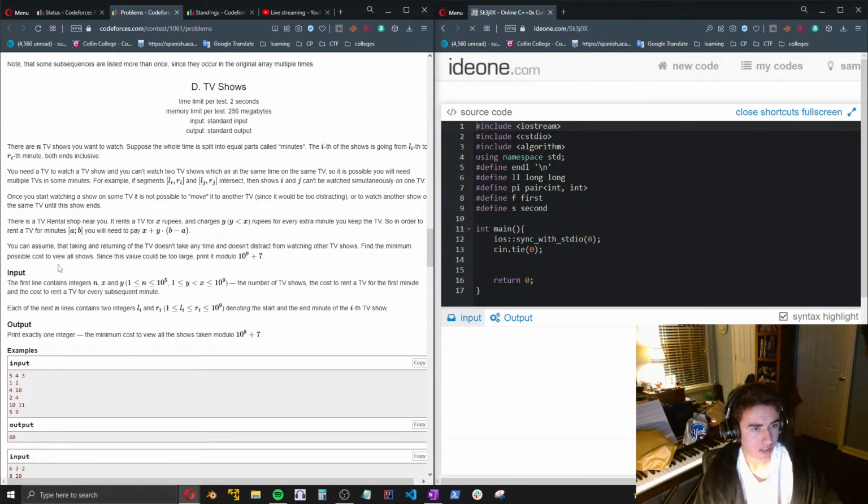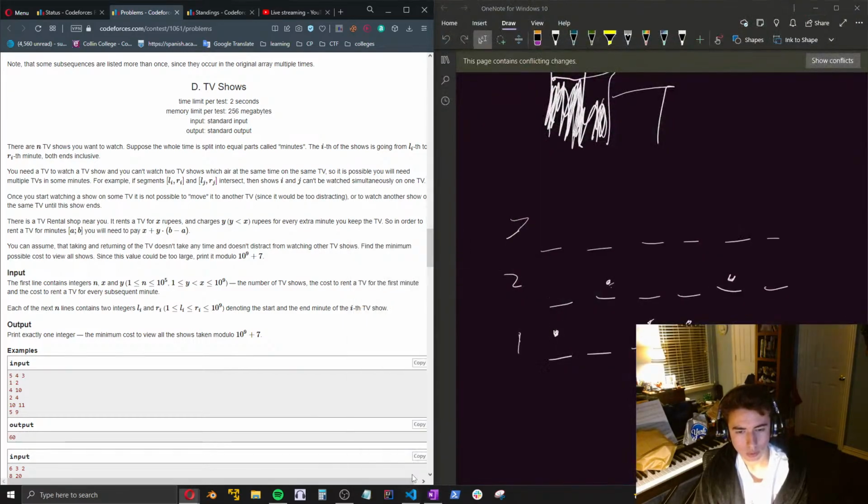Find the minimum possible cost to view all the shows. Oh wait, what if the shows intersect? Interesting. Oh, you can get multiple TVs. Okay, I think I get it.